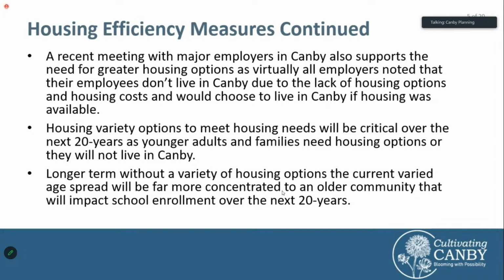So housing variety, again, is really critical as we're seeing younger adults and families. The need for having that variety is really critical in Canby. I think one of the elements the comprehensive plan is trying to address is that by providing that diversified housing product, we can maintain the very varied age spread across Canby, which is quite varied now. But if nothing is done to look at that cost issue, that will not be varied in the future. In 20 years, it will look quite a bit different and will probably be a much older community than the one that is here today. And we believe that would impact school enrollment over the next 20 years.